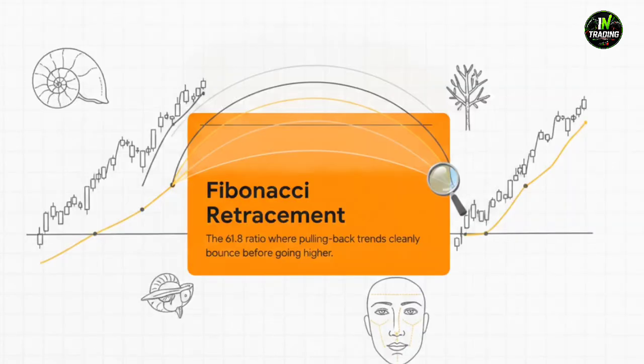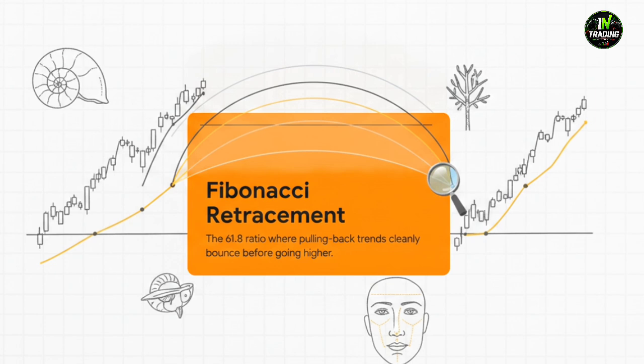To get even more precise, we use an awesome tool called the Fibonacci retracement. When a market is trending upwards, it rarely moves in a perfect straight line, right? It pulls back. The Fibonacci tool highlights natural mathematical ratios where these pullbacks actually tend to stop. The most critical level is the 61.8 ratio, often called the golden ratio. It's actually fascinating. This ratio occurs naturally in tree branches, seashells, even human facial symmetry, and it appears just as reliably in trading.